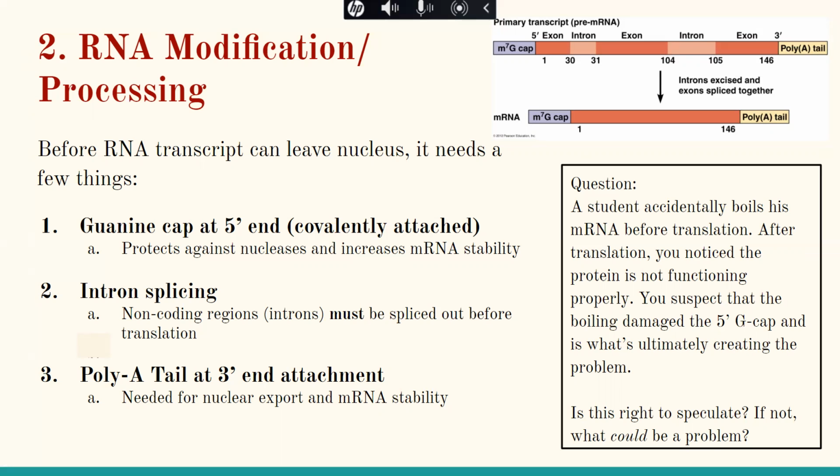And then finally, you need to splice out the introns. Introns are these stretches of non-coding nucleotides. So of course you need to get those out before you could have a mature mRNA.